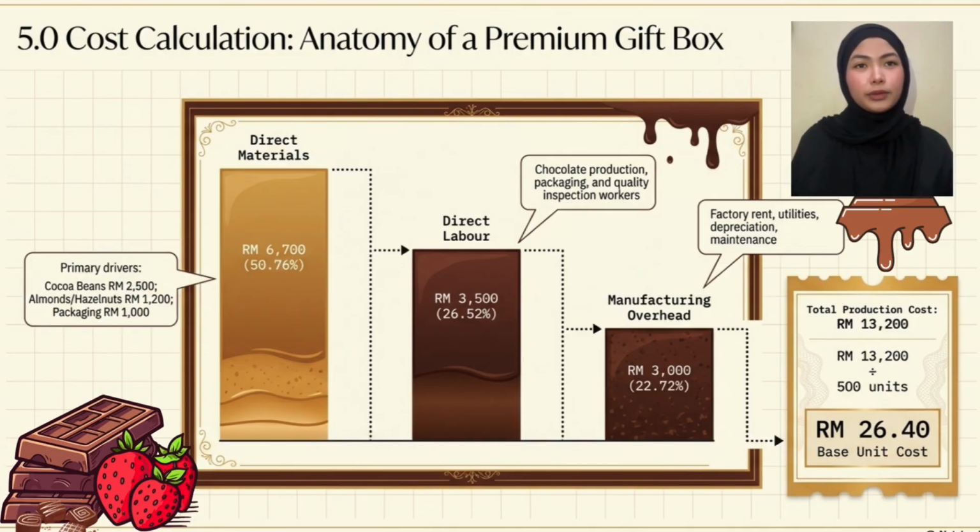Next, direct labor. This accounts for RM3,500, which is 26.52% of our budget. This covers the skilled workers involved in chocolate production, the manual packaging process, and our essential quality inspection team. Manufacturing overhead at RM3,000, which is 22.72%. This includes fixed and semi-variable costs like factory rent, utility, equipment depreciation, and routine maintenance.